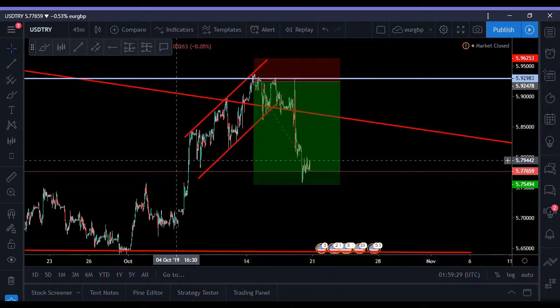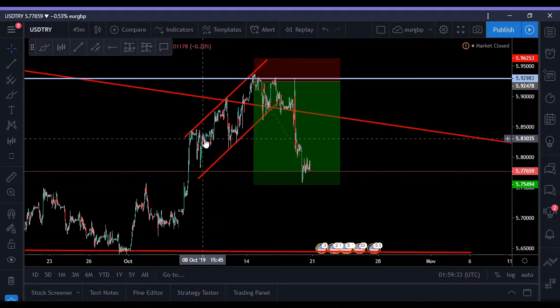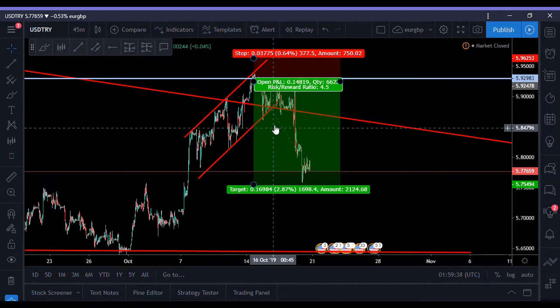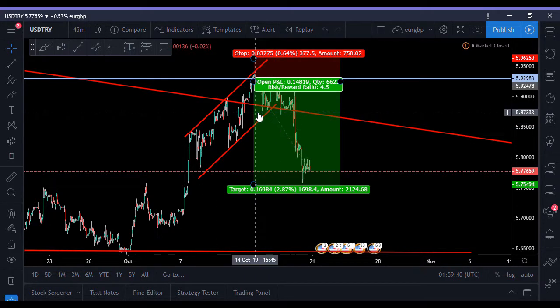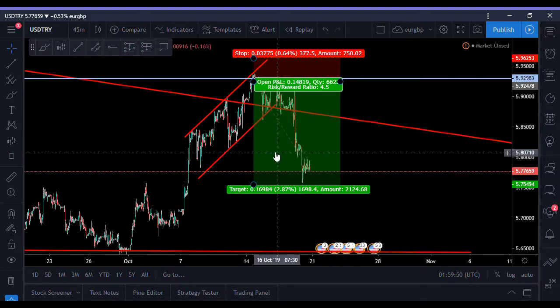So for me, ascending channels and descending channels are one of the best setups that I have. If I see it, I just trade it like that. I don't have to think twice or thrice. So this is what happened when price actually broke here. I had a second entry inside this triangle, around this area, and then it went down.